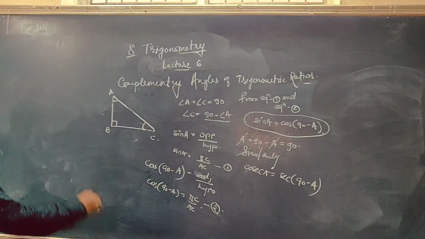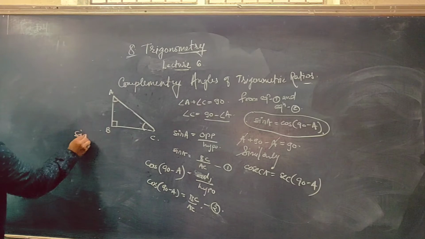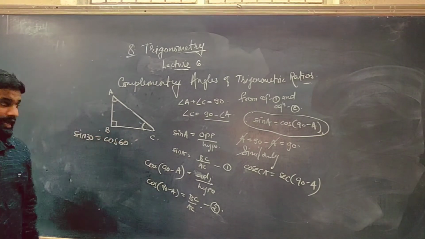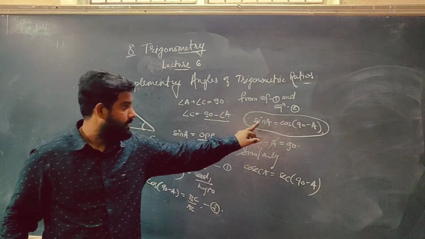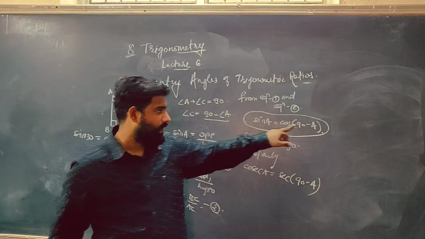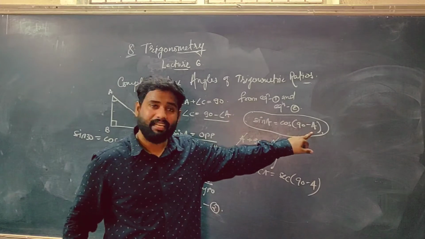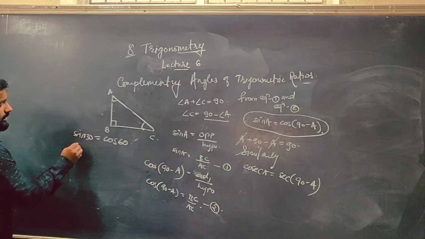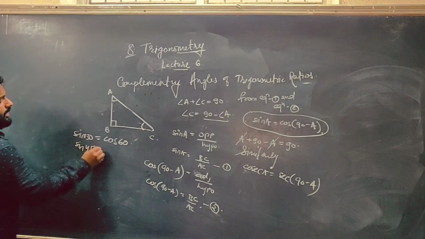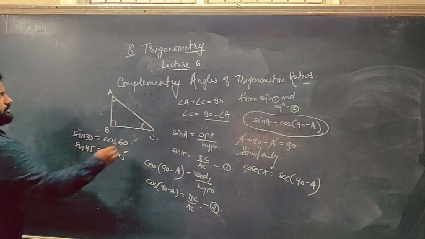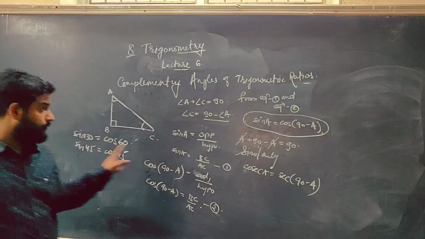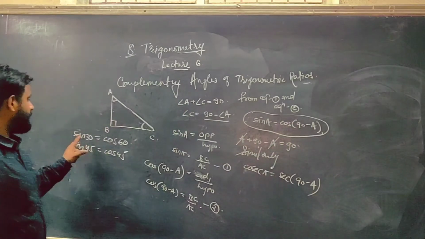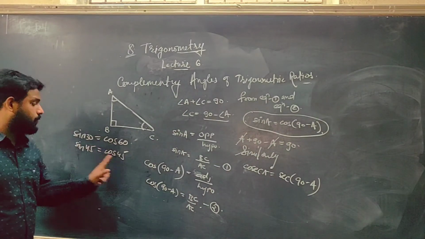You can relate it to the table as well. If you look at your table, the value of sine 30 is equal to cos 60, and that is what we have proved here. If I put 30 here, 90 minus 30 gives you 60, so sine 30 and cos 60 are equal. Similarly, sine 45 and cos 45 are also equal. If you put 45 here, 90 minus 45 is 45. From the table, this is half, this is half, this is 1 by root 2, 1 by root 2.